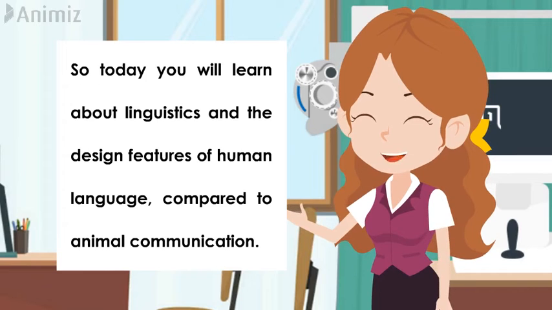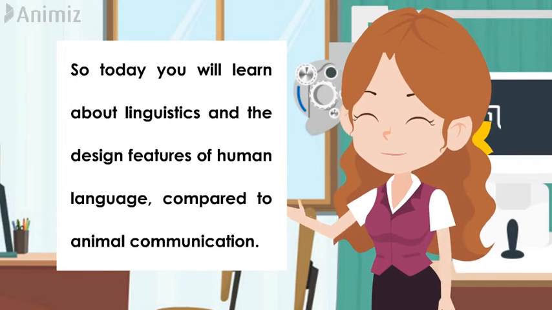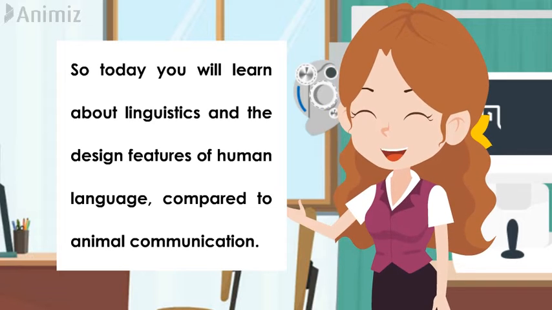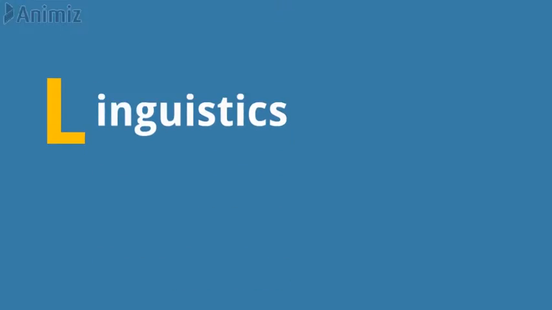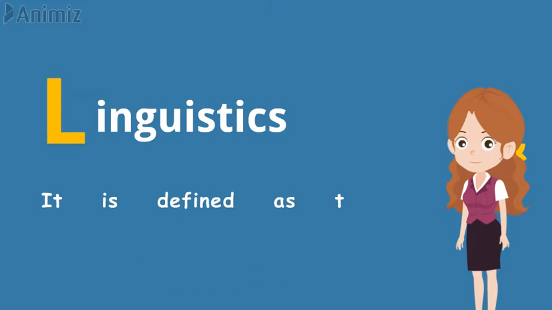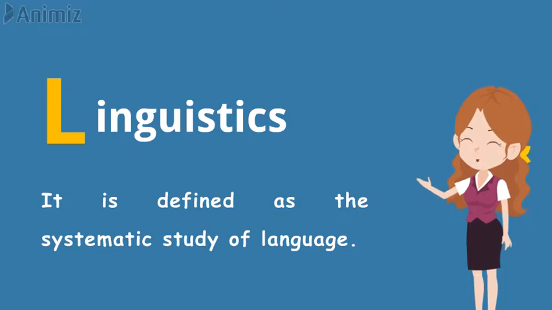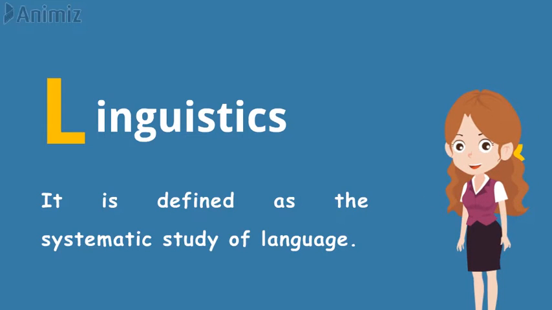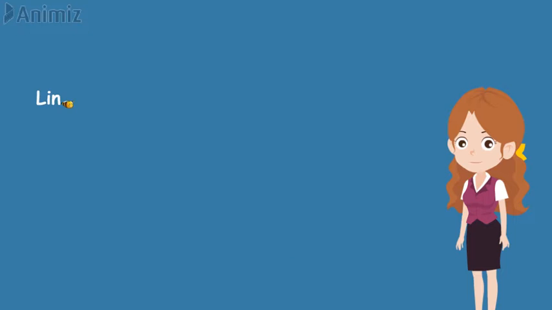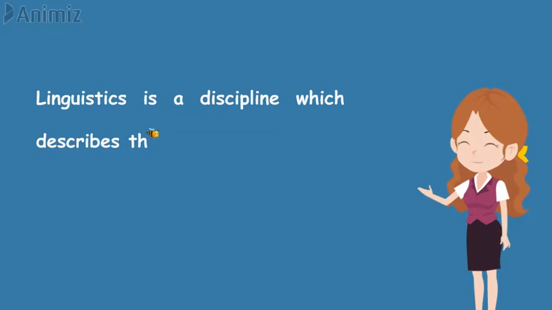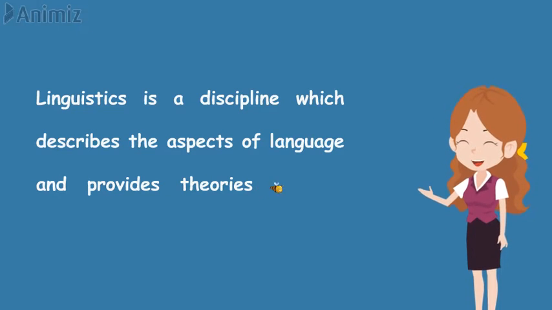So today you will learn about linguistics and the design features of human language, compared to animal communication. What is linguistics? Linguistics is defined as the systematic study of language. Linguistics is a discipline which describes the aspects of language and provides theories for its work.